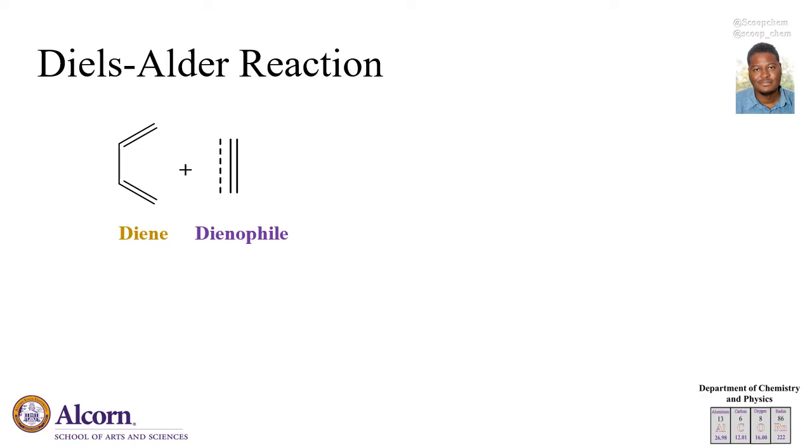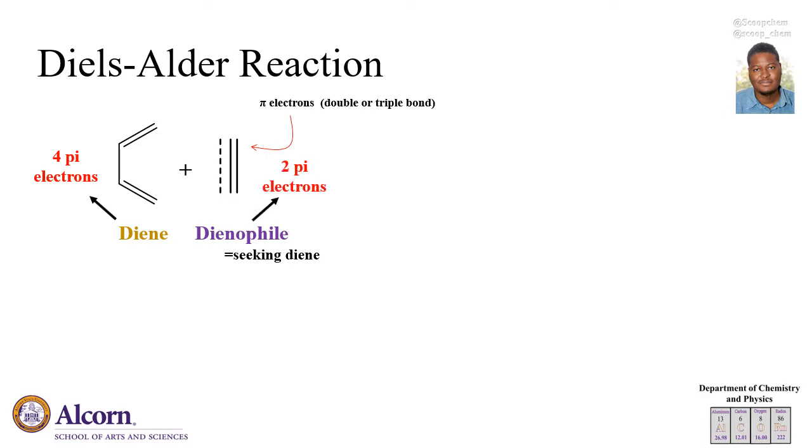The dienophile refers to a molecule that's seeking a diene. The dienophile needs pi electrons that can be present from a double or triple bond. What's very important in Diels Alder reactions is counting the number of pi electrons reacting. All right, because the diene has two pi bonds, each with two electrons, that gives me a total of 4 pi electrons. And the dienophile can only react 2 pi electrons.